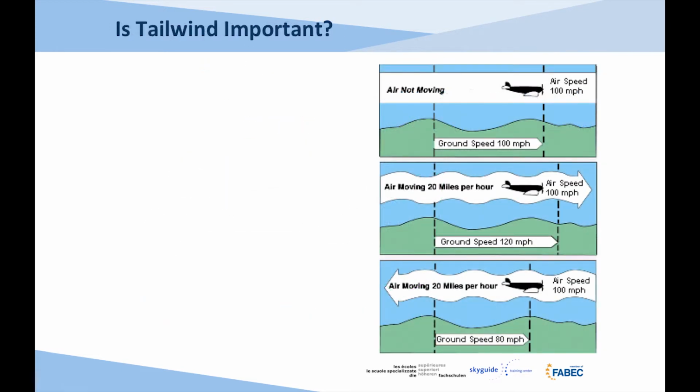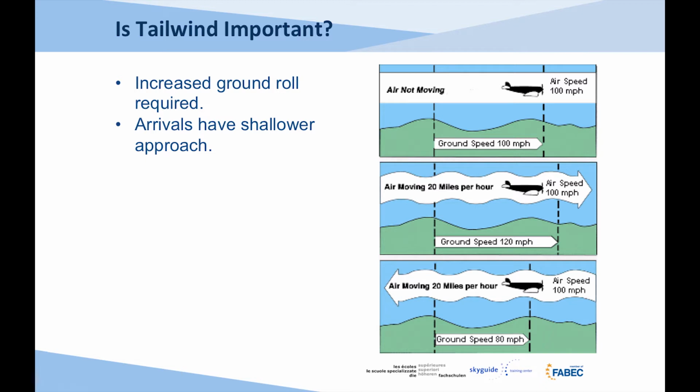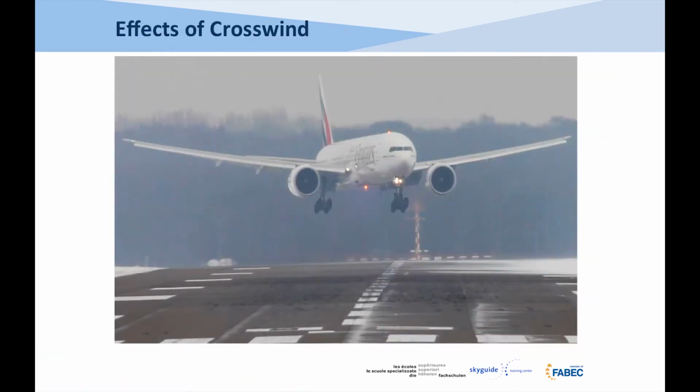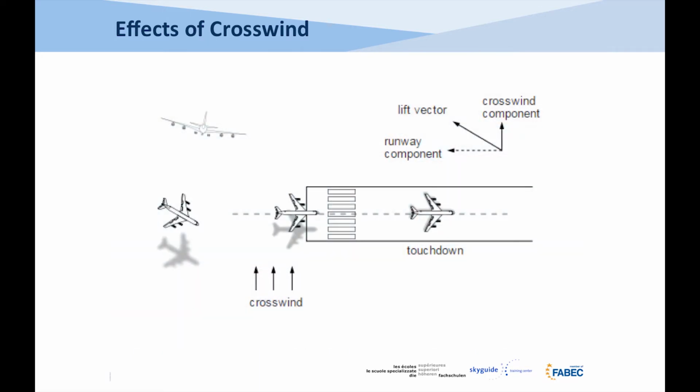To finish this video tutorial and to underline why the topic runway change is really important, here are some effects of tailwind you probably already know. Tailwind requires an increased ground roll of a departing as well as a landing aircraft. Arrivals additionally have a shallower approach than under headwind conditions. And aircraft flying in tailwind are much more susceptible to turbulences, gusts, and speed variances. All these points make a tailwind condition a dangerous situation for any aircraft. Keep in mind as well that already crosswind components can lead to hazardous situations, and the pilots need to approach the runway with an adjusted angle.